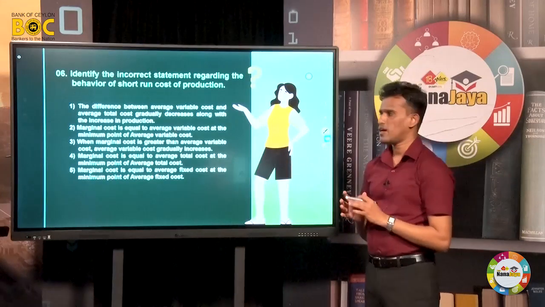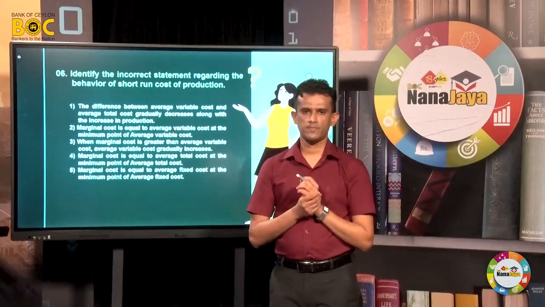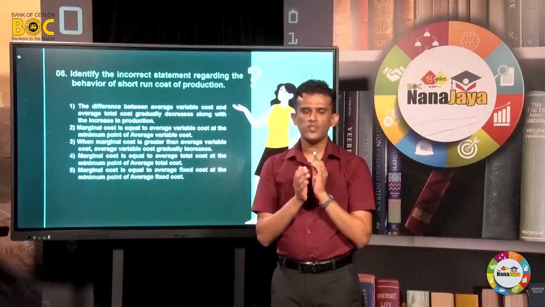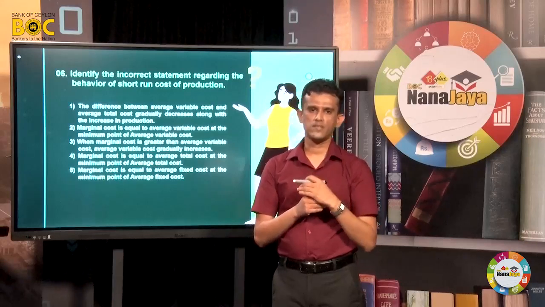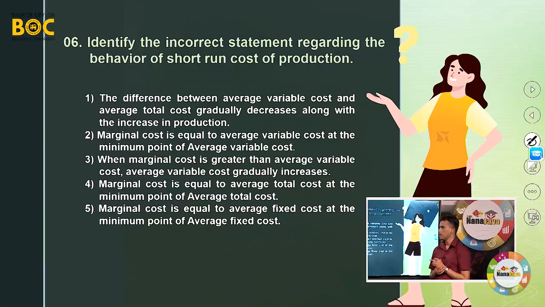In this question, I am giving the focus on the behavior of average cost curves. We are giving our attention to the average variable cost, average total cost, and average fixed cost curves, plus the marginal cost curve within the short run production process. With a rough diagram, we will identify what kind of behavior is there in the short run average variable cost, average total cost, average fixed cost, and the marginal cost curves.